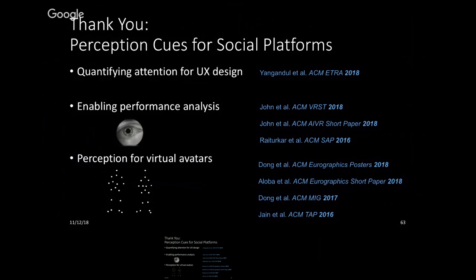So, to summarize, I've talked to you briefly about 3 ways in which we have used perception for a variety of applications for social platforms. In the very near term, we can quantify attention for improving UX design. Looking a little bit further out, we can use information from the eyes to be able to do performance analysis. We can use information about perception to be able to generate virtual avatars. And we'd like to be able to do all of this because really, I do believe eyes are the windows to our souls, and there's a lot that we can do if we can infer information from a person's eyes.